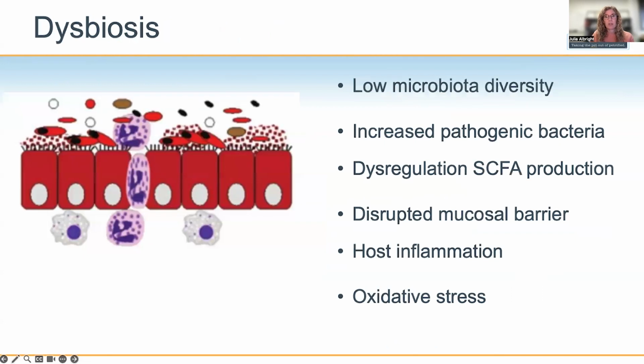indicators. When the gut environment changes for any myriad of reasons, we can have dysbiosis, or changes in the microbiome that impact function in a negative way. Hallmarks of a dysbiotic gut are low microbiota diversity, with the prevalent species being pathogenic species, dysregulation of short chain fatty acid production, disruption of the mucosal barrier, inflammation markers, and including oxidative stress and oxidative damage to the local tissues.